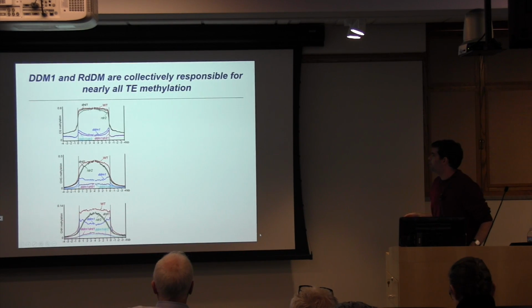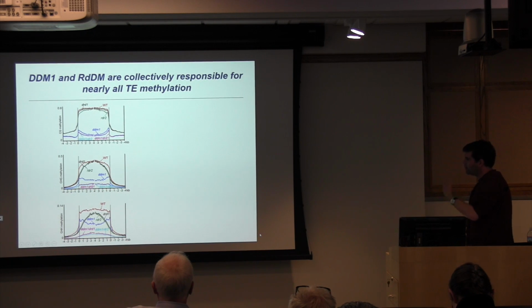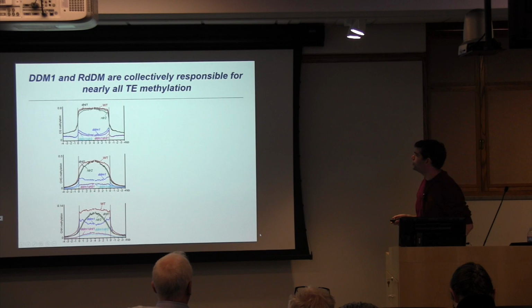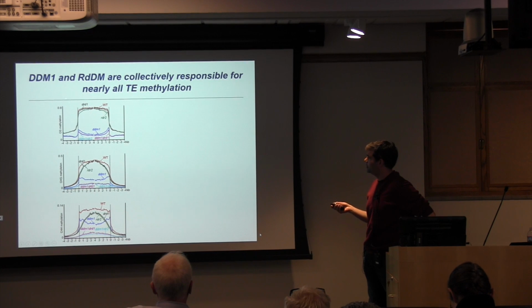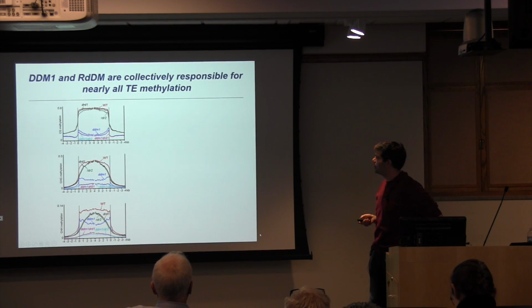So initially, we approached this by analyzing DNA methylation genome-wide in DDM1 mutants and mutants that affected RNA-directed DNA methylation. The two mutants we worked with the most are RDR2, this RNA-dependent RNA polymerase, and DRD1, this nucleosome remodeler, which seems to be specifically required for RNA-directed DNA methylation. It's a protein that's actually homologous to DDM1.